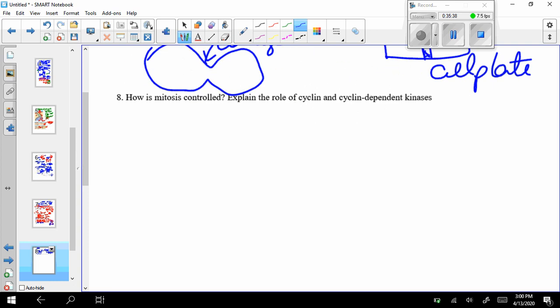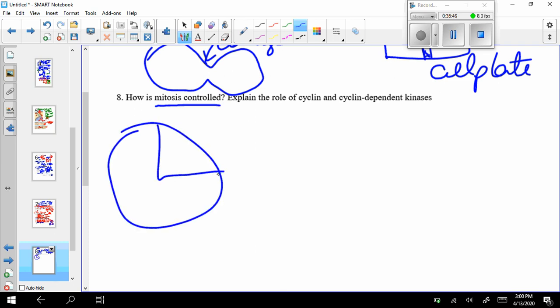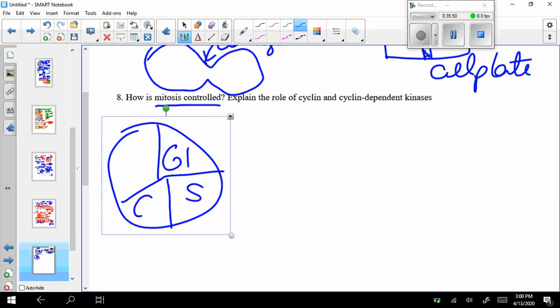All right, how is mitosis controlled? Explain the roles. Okay, so this is the really exciting AP Bio stuff. So I'm going to just draw a little picture here like I had before. So here's my G1, my S, my G2, and my mitosis. I have three different checkpoints. One is right here, one is right here, and one is here.